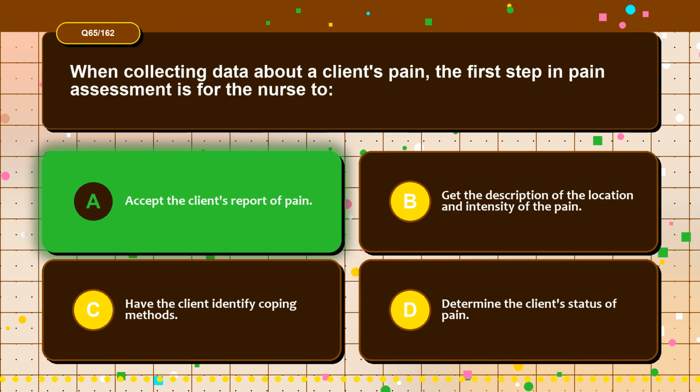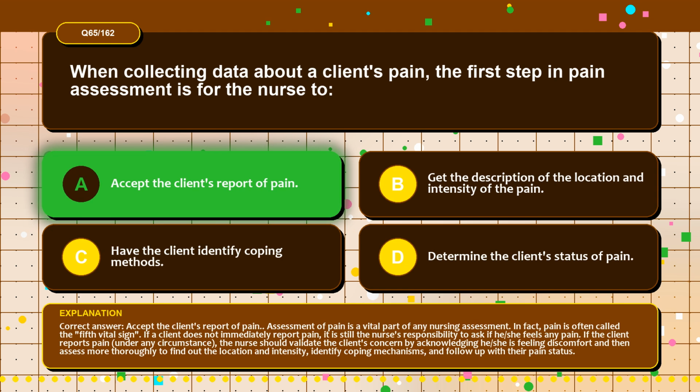The correct answer is option A. Accept the client's report of pain. Correct answer. Accept the client's report of pain. Assessment of pain is a vital part of any nursing assessment. In fact, pain is often called the fifth vital sign.